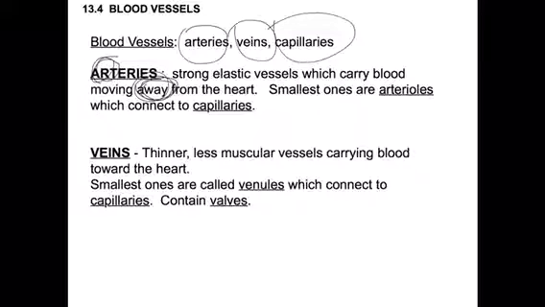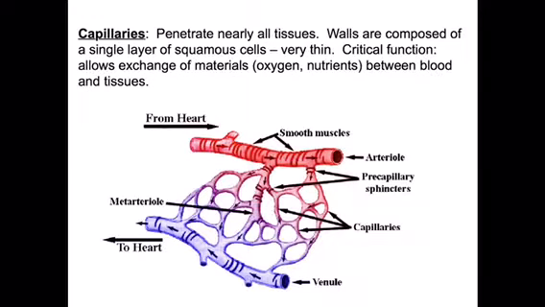Now there's little things called venules. Venules connect to the capillaries, and then the little arteries are called arterioles. So little veins are venules, little arteries are arterioles. So if we look at the capillaries here, these are teeny tiny, right? And they penetrate all the tissues. They're composed of just a single layer of squamous cells, which means they're very, very thin. But they are super important because they allow the exchange of oxygen and nutrients between the blood and the tissues. So this is where it happens. It's a very, very important job that they have.